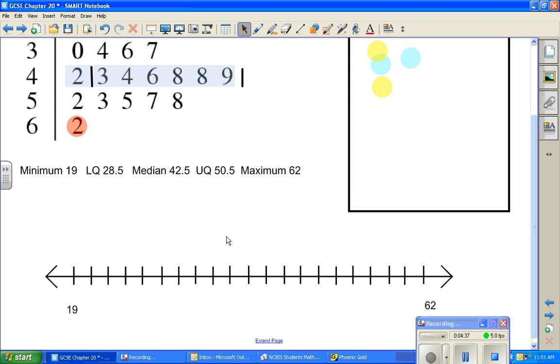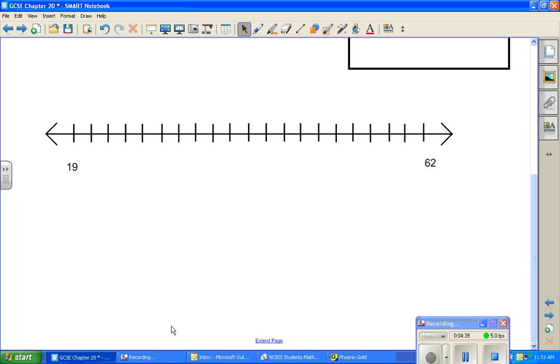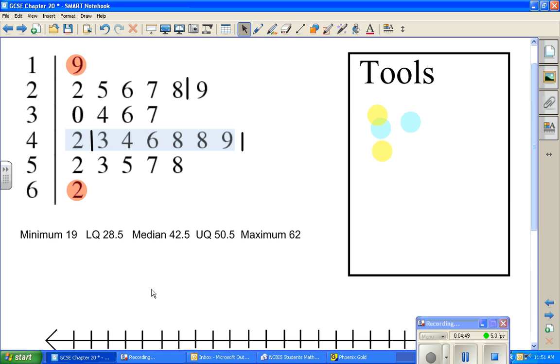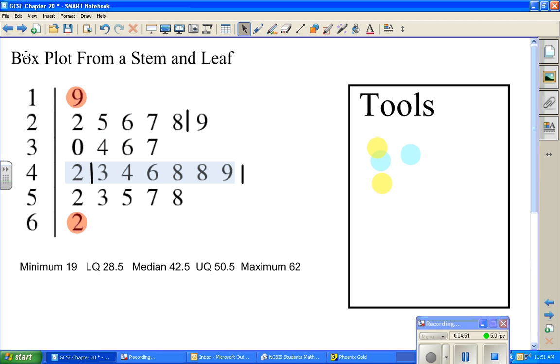and then we can draw the box and whisker diagram. We must plot to scale. That's why a lot of the time it's called a box plot. It's because we actually have to plot it and we can't just draw it.